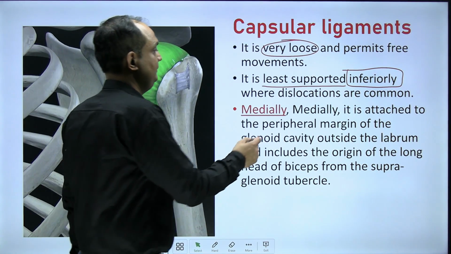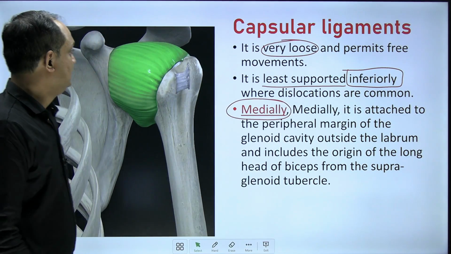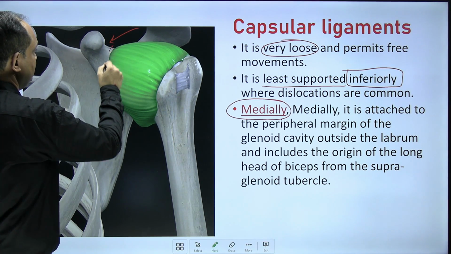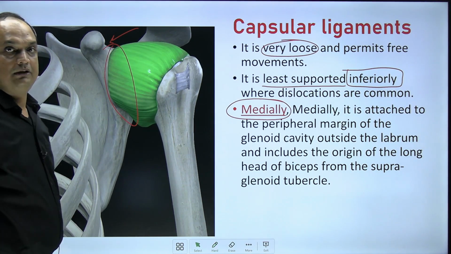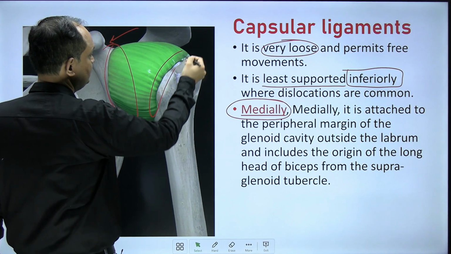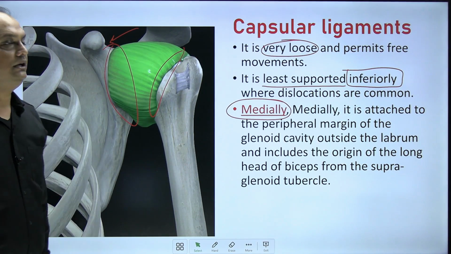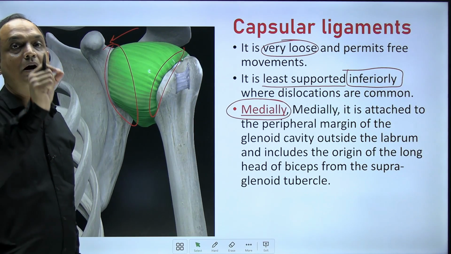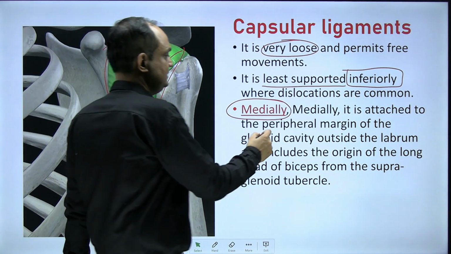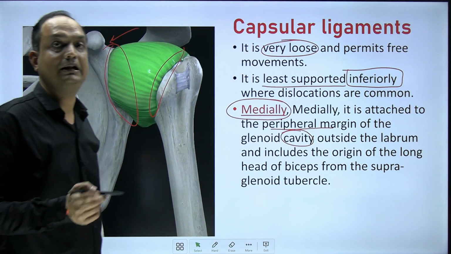Now what is the medial attachment of this capsule? When we are talking about the medial attachment, we are talking about the attachment on the glenoid. When we are talking about the lateral attachment, we are talking about the attachment on the humerus. The medial attachment is along the margin of your glenoid cavity, on the peripheral margin of the glenoid cavity, but outside the labrum.